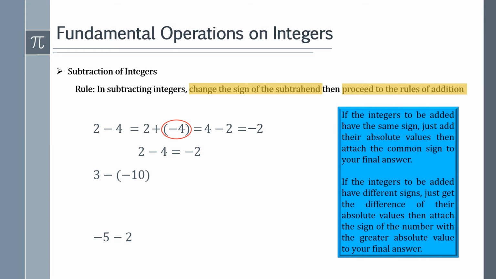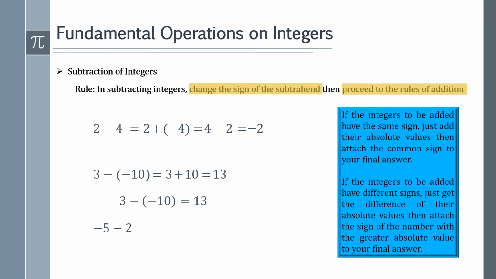Okay? So next. So you have 3 minus negative 10. Again, since 3 is not mentioned, this is the minuend. Just copy your minuend. Then, change the sign of the subtrahend. Okay, this time negative si subtrahend. Gagawin nating positive. And yung sign natin from minus, gagawin nating plus. Okay? So this time, this is now the new equation. Check if they have the same sign. Kasi addition na tayo, di ba? So, the same sign ba? Yes, they have the same sign. So, you just add them. Then, copy the common sign. So, this time, 3 minus negative 10 is equal to positive 13.